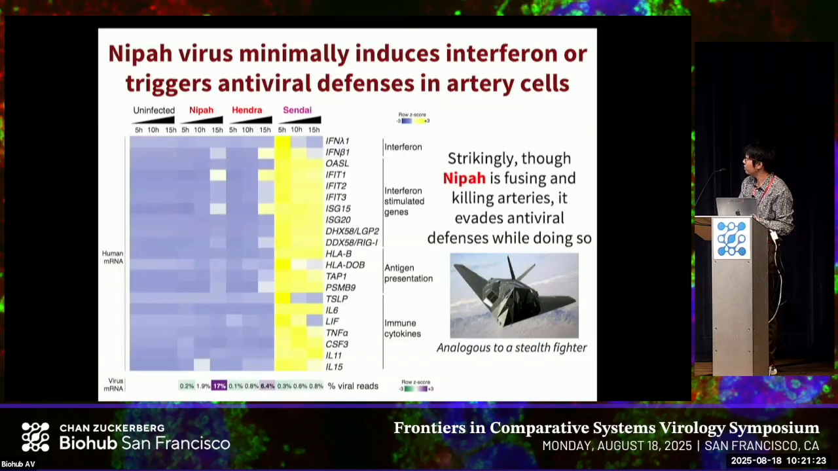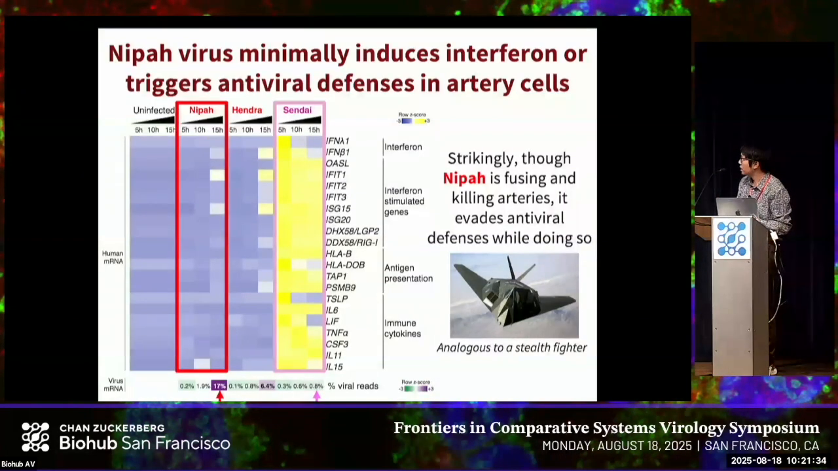So in this heat map, you can see that we add Sendai virus, which is non-pathogenic. Although it occupies less than 1% of the transcriptome, there's a massive interferon response, and all the ISGs you heard about turn on. But what's really staggering is that for Nipah virus, although it occupies 17% of the cell's transcriptome, so 1 out of 6 mRNAs are viral, there's really no interferon production. It's well known that viruses inhibit interferon production, but this is to a really surprising extent.